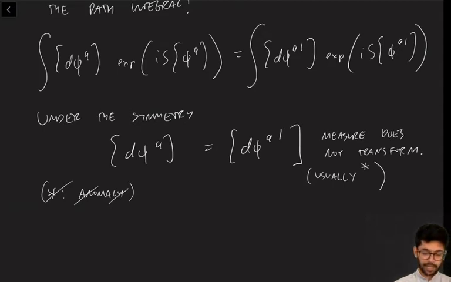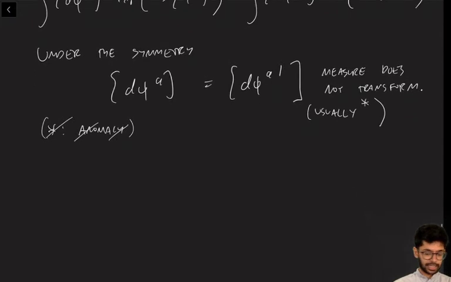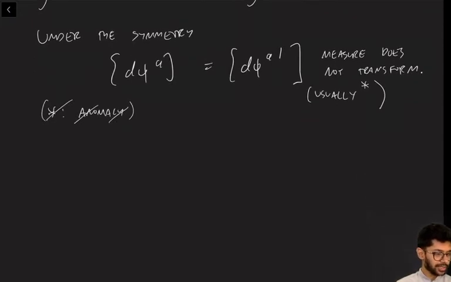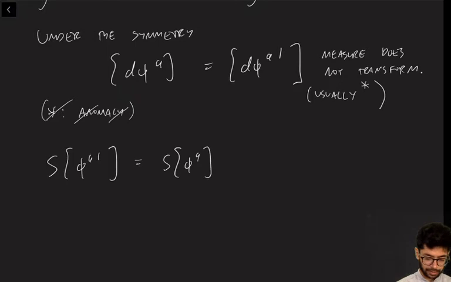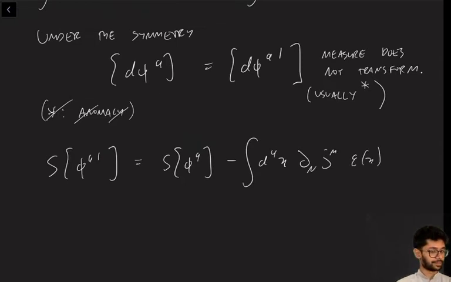Okay. However, the action does change under this transformation. So let's think about how it changes. We saw last time that to first order in ε, S[φ_a prime] is equal to S[φ_a] minus the integral d^4x ∂_μ j^μ times ε.